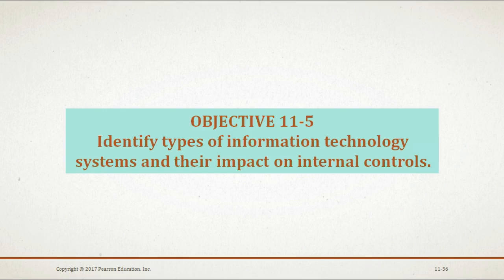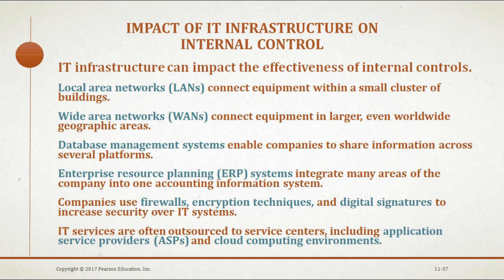We will now discuss the types of information technology systems and their impact on internal controls. The types of internal controls will vary based on the type and complexity of the information technology system. We will briefly discuss a few of these systems. First are local area networks, which connect equipment within a small cluster of buildings. Wide area networks are used to connect equipment in larger and even worldwide geographic areas.